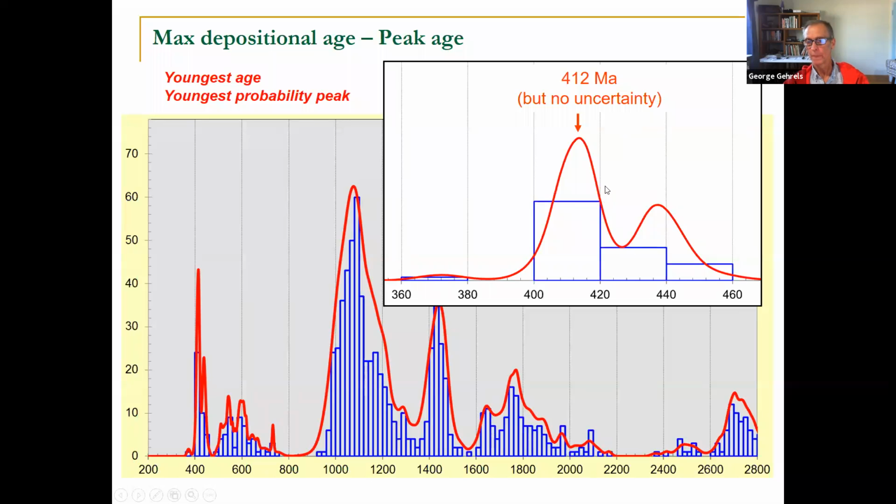If you only have one, I would go for one where you have maybe 10 analyses that overlap. You could report that as the peak age. That might be your best estimate of the max depo age. That would be the peak of this one right here. Well, that's great, but it doesn't give you any uncertainty. There's no way that you could report an uncertainty for that peak. So that's one of the drawbacks of doing the PDP peak age.